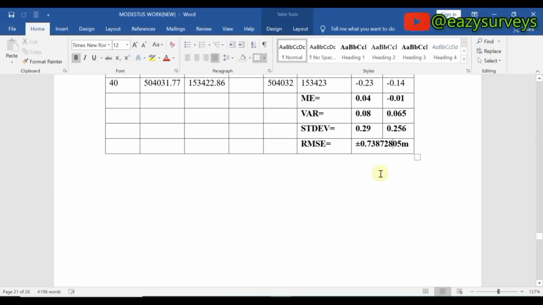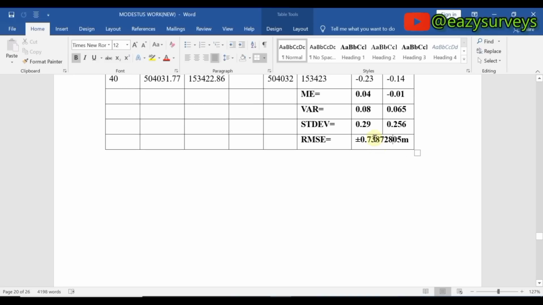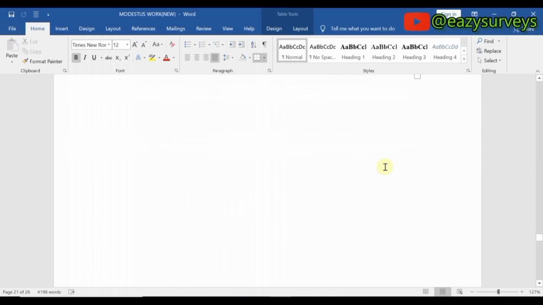So that therefore means that the satellite imagery is plus or minus 0.739 approximately accurate. That shows that the georeferenced Google Earth imagery is this accurate. So that is the idea of the project.